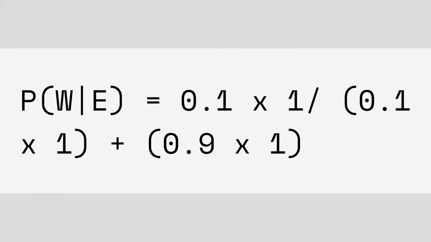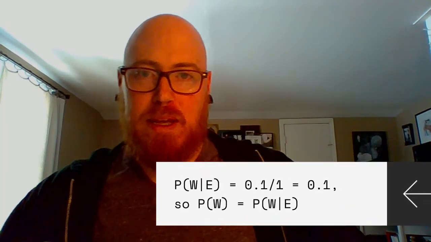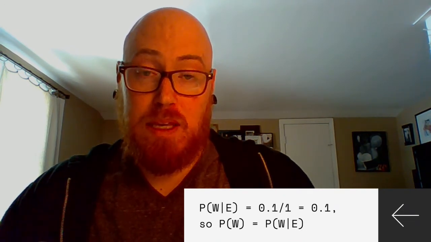So the probability of W given E equals 0.1 times 1, which is 0.1, divided by 0.1 times 1 plus 0.9 times 1. So 0.1 times 1 is 0.1, and 0.9 times 1 is 0.9. So 0.1 plus 0.9 is 1, and 0.1 divided by 1 is 0.1, which means that the probability of W is equal to the probability of W given E.